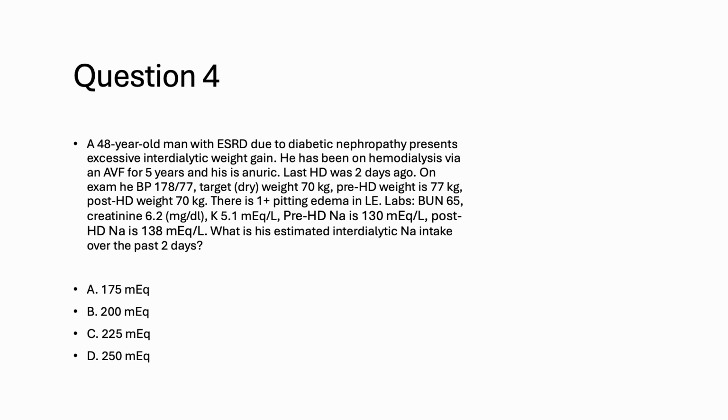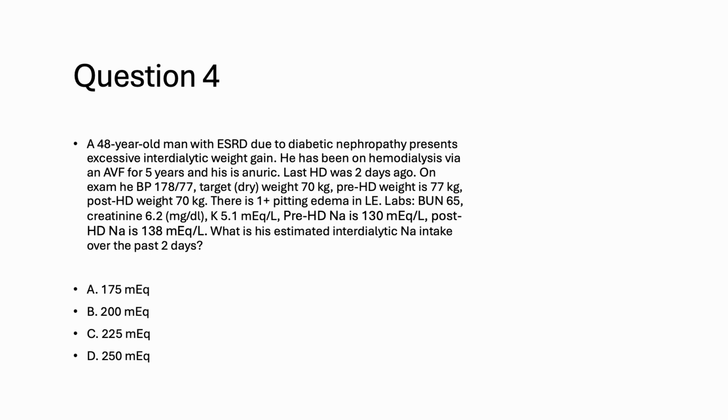He's been on hemodialysis via an arteriovenous fistula for 5 years. He's anuric. He doesn't make any urine. Last hemodialysis was 2 days ago. On exam, blood pressure is elevated, 178 over 77 millimeters mercury. Target weight, or dry weight, is 70 kilogram.